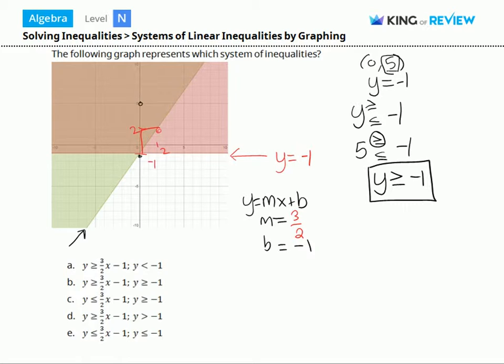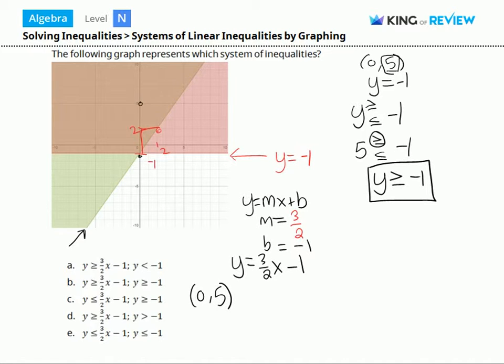Now we can fill out the equation of our line. We have y equals 3/2 times x minus 1. And next we need to determine the inequality sign to use. Again, we'll choose a point that's within the solution. Let's choose the same point as before, (0, 5).